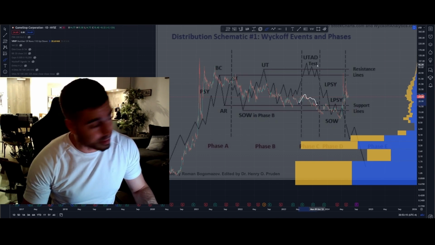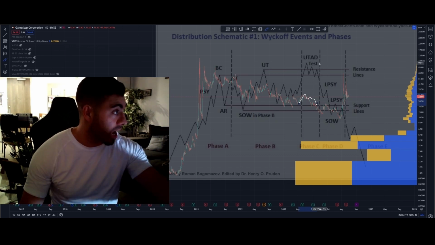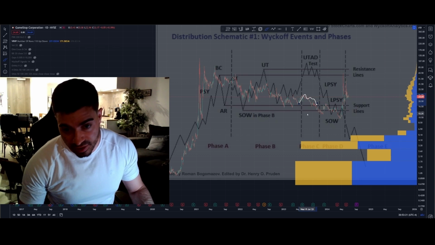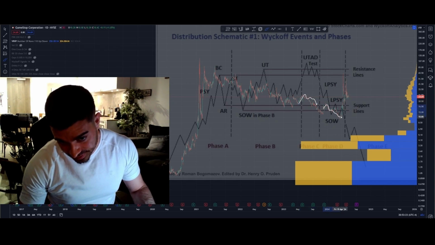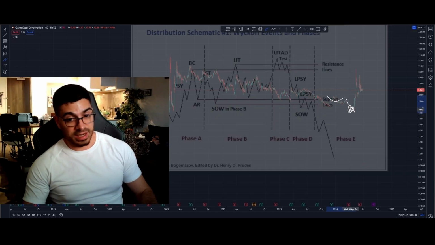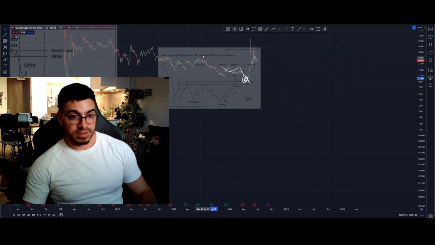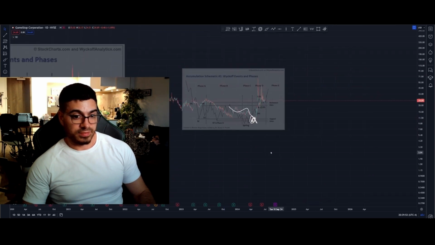You see it didn't make a blow off top here, which is completely possible. It's done that in plenty of other stocks like CEI. And then you come all the way down into your spring, which is the end of your phase E. And then you begin your markup phase, which is here. Phase D and E of accumulation.